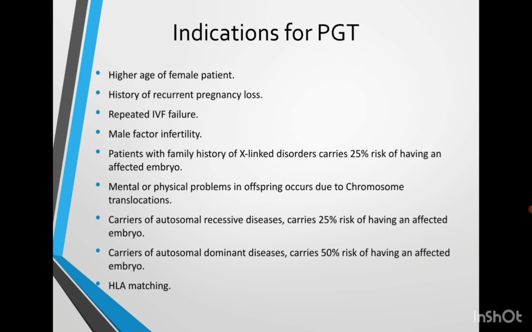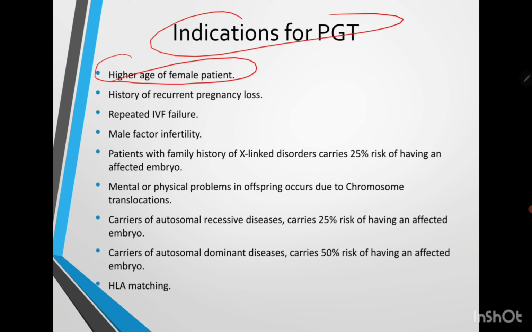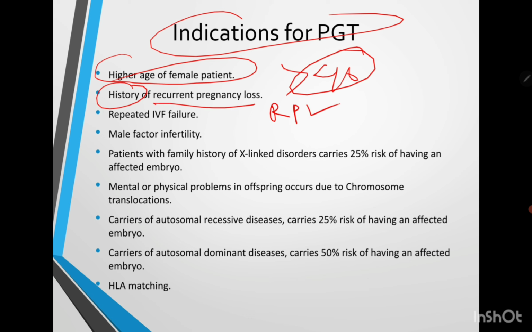So, indications: when do we go for pre-implantation genetic testing? You have a higher age of female patients. Suppose the patient's age is more than 40, so that can be an indication of pre-implantation genetic testing. If you have a history of recurrent pregnancy loss, RPL is also an indication. Repeated IVF failure is also an indication, because there is some chromosomal abnormality in the embryo, and that causes IVF failure.